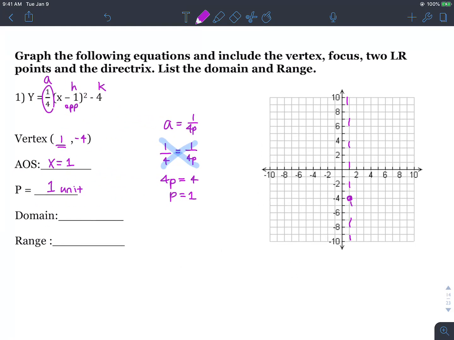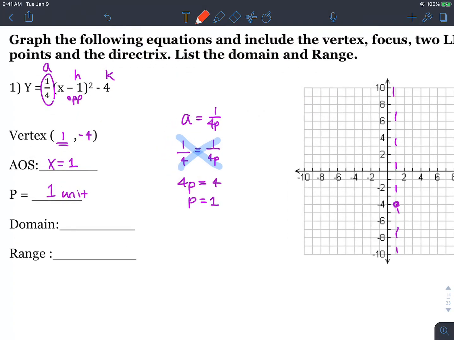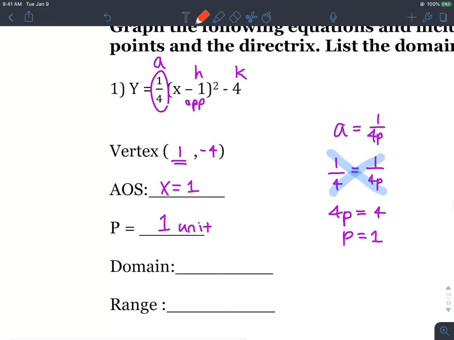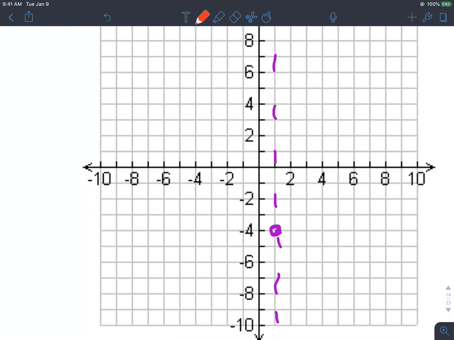All right, and then the focus point is going to be 1 unit away. Now, as far as if it's opening up or down, that'll tell us which direction the focus is going to be. So this graph opens upward since your A value right here is positive. So that means your focus is also going to go upward 1 unit. That's because of our P distance right there. 1 unit above, that's where your focus is. I'm going to label that as an F. And then down here, I'm going to label my vertex with a V.